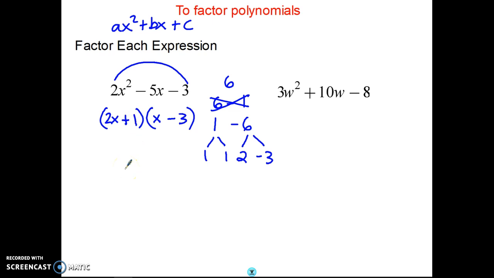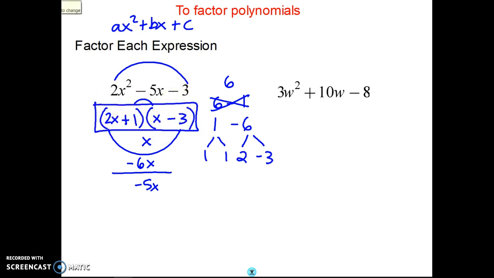Let's check to make sure that my factorization is correct. 1 times x is x. 2 times negative 3 is negative 6x. When I add those together, I get negative 5x, which is what's in the middle. And finally, 1 times negative 3 gets me negative 3, so I factored that correctly.